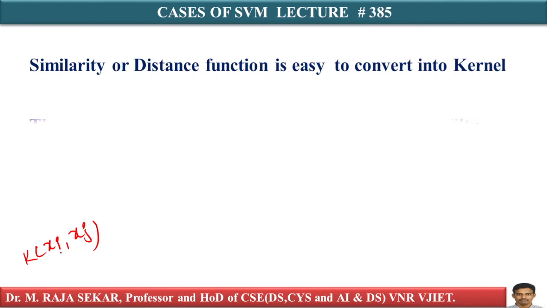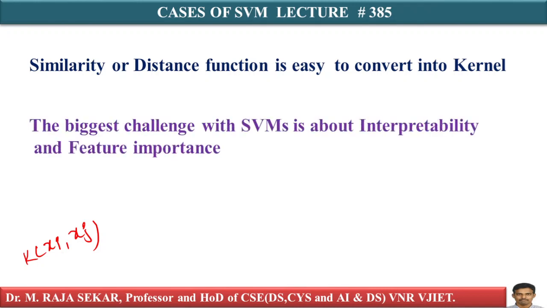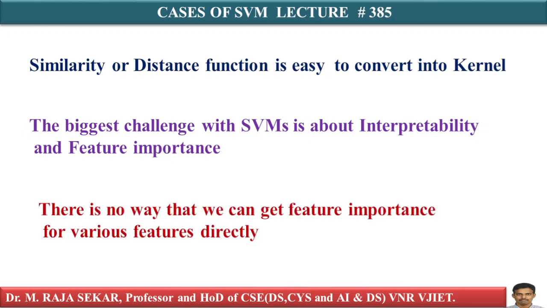The biggest challenge with support vector machines is about interpretability, especially about kernel SVMs and feature importance. There is no way that we can easily get feature importance for various features directly from support vector machines. Of course, we always have the forward feature selection method, which is time consuming to get the important features, especially for kernel SVMs.